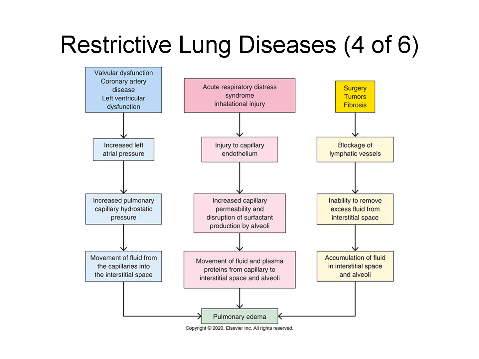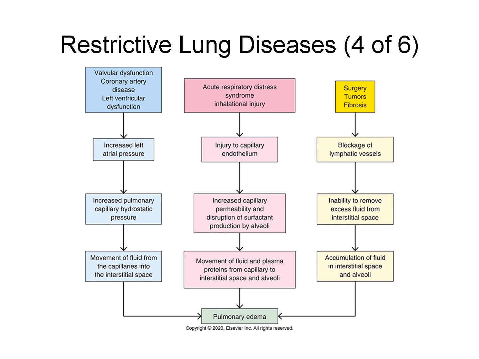This flowchart outlines the pathophysiology of pulmonary edema in restrictive lung diseases. It begins with three potential initiating events: increased left atrial pressure from conditions like valvular dysfunction or coronary artery disease, injury to the capillary endothelium from acute respiratory distress syndrome or inhalational injury, and blockage of lymphatic vessels due to surgery, tumors, or fibrosis.